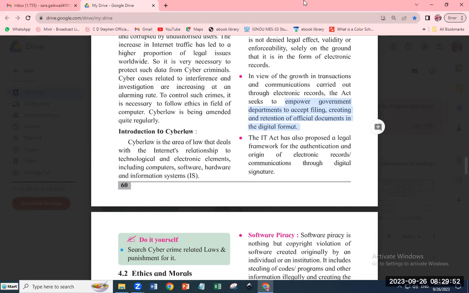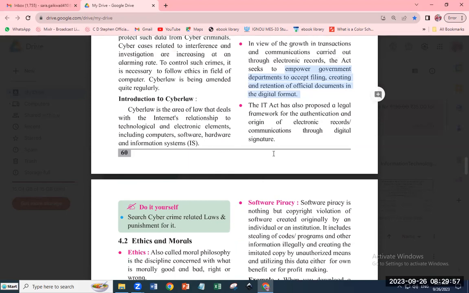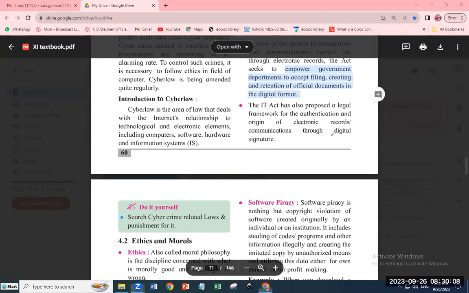The IT Act has also proposed a legal framework for the authentication and origin of electronic records and communications through digital signature. This is very important. We have authorized digital signatures. If I am a business person, I need to enroll so that my signature is given as a record that this is my secure digital signature, and you need to tally it with this.